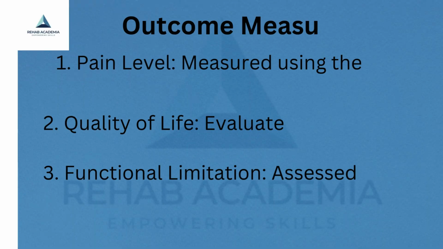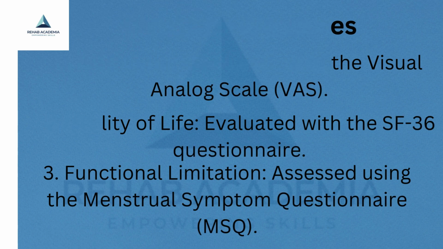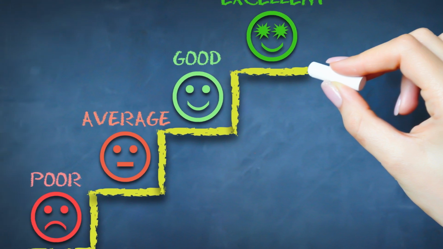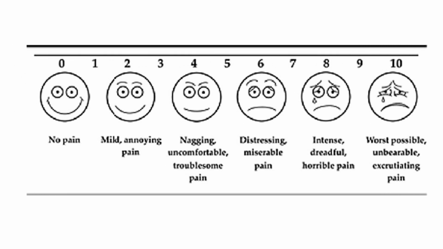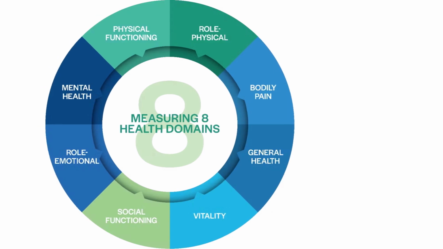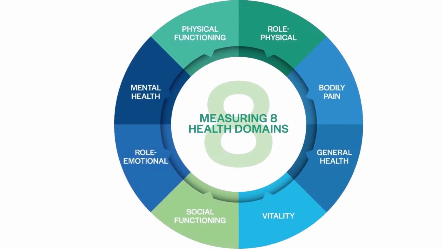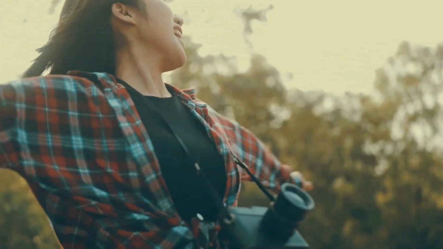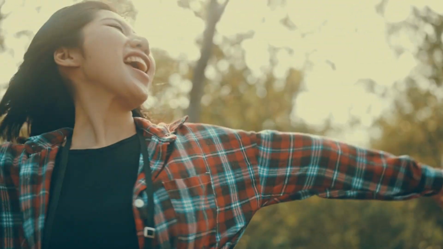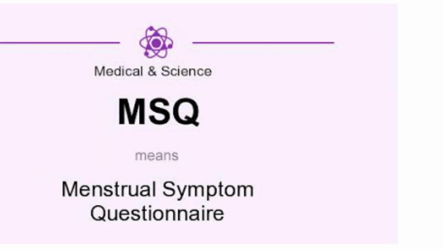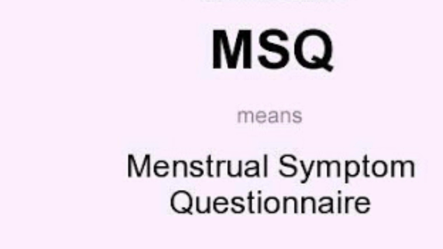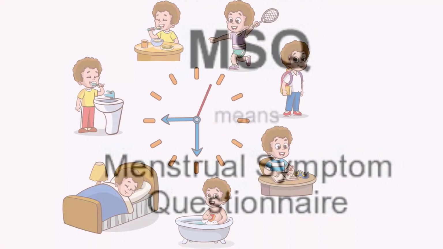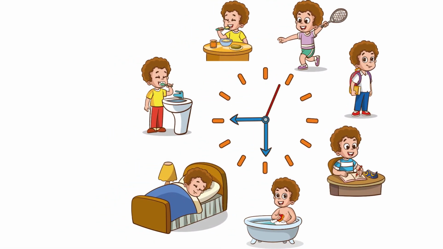The outcome measures for this study include assessing pain levels using the Visual Analog Scale, VAS, which allows participants to rate their pain intensity on a scale from 0 to 10. Quality of life will be evaluated through the SF-36 questionnaire, capturing various health domains to provide a comprehensive understanding of well-being. Additionally, functional limitations will be measured with the Menstrual Symptom Questionnaire, MSQ, which assesses the impact of menstrual symptoms on daily activities, enabling the comparison of the effectiveness of the 3 physiotherapy interventions.